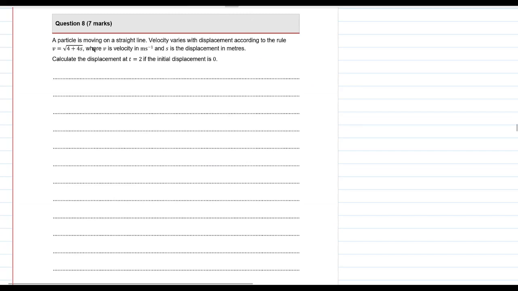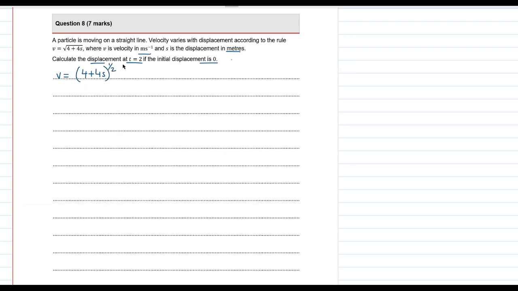Question 8. A particle is moving on a straight line. Velocity varies with displacement according to the rule v equals square root of 4 plus 4s, where v is velocity in meters per second and s is the displacement in meters. Calculate the displacement at t equals 2 if the initial displacement is 0. Alright, so we know that v is this.